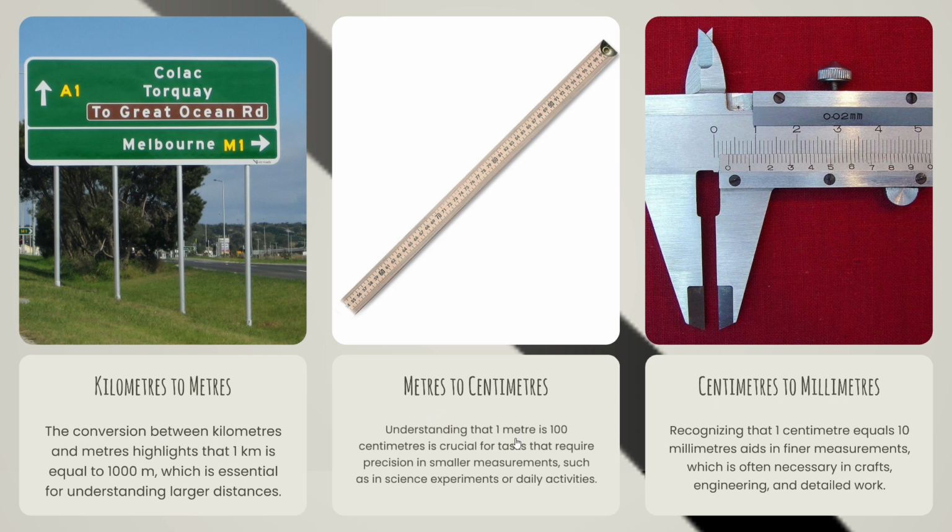Meters to centimeters: understanding that 1 meter is 100 centimeters is crucial for tasks that require precision in smaller measurements, such as in science experiments or daily activities. 1 meter is equal to 100 centimeters. Okay, then we can study centimeters to millimeters.